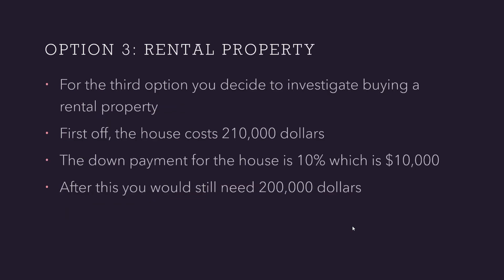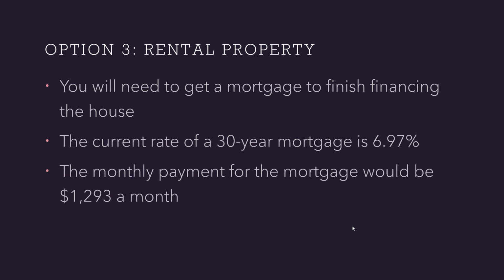Option three is the rental property option. The house costs $210,000. The down payment of the house is 10% of that full price, which is $10,000. After this, you'll still need $200,000 to get the house, so you'll need to get a mortgage to finish financing the house. The current rate of a 30-year mortgage is 6.97%. The monthly payment for the mortgage would be $1,293 a month.